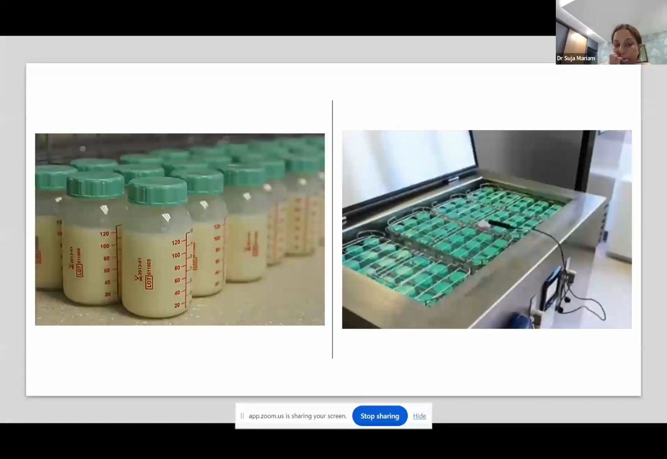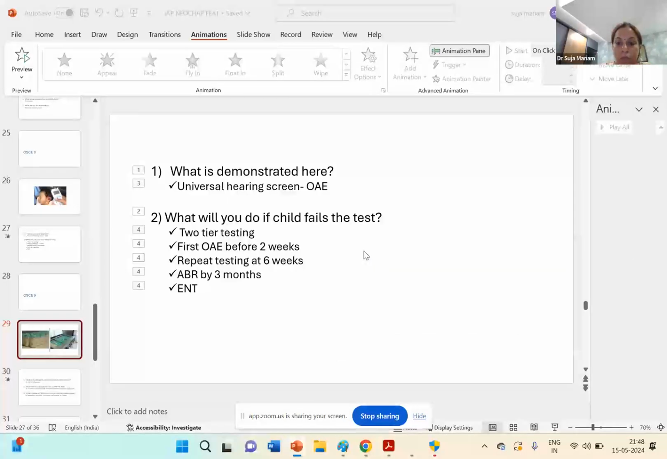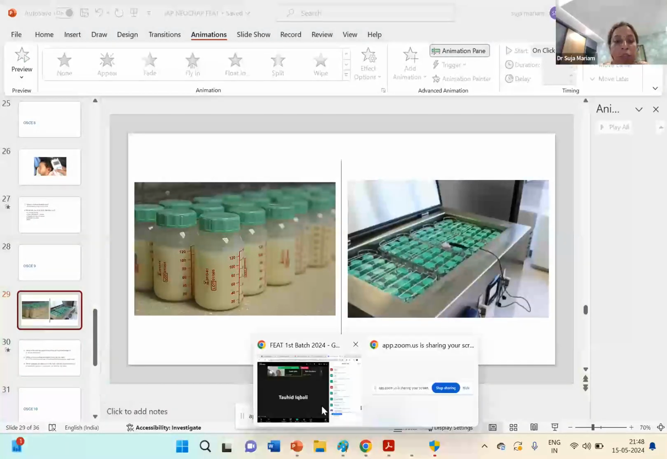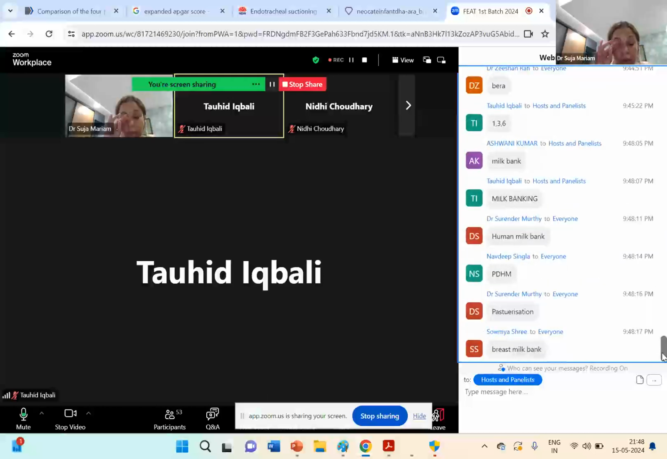Now this is OSCE 9. This is also a simple OSCE. So what is being demonstrated here? Milk banking. So what procedure is being done there? Pasteurization. So they are showing pasteurization. What are the two types of pasteurization?